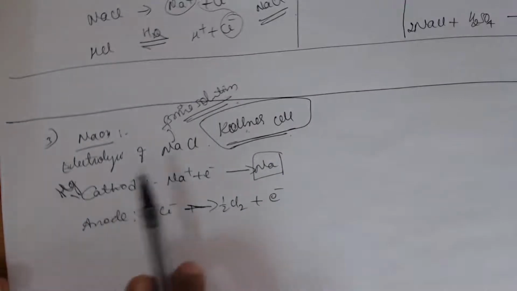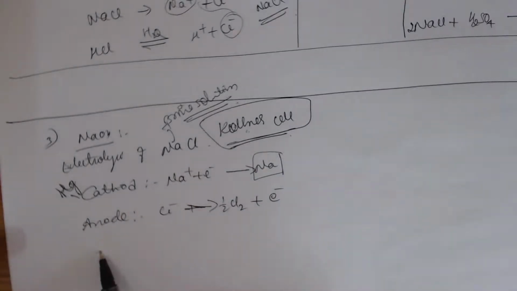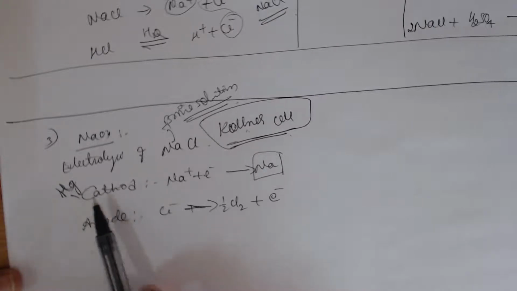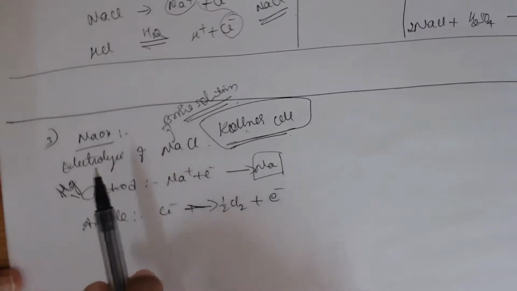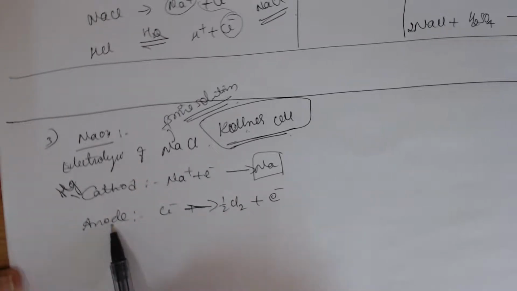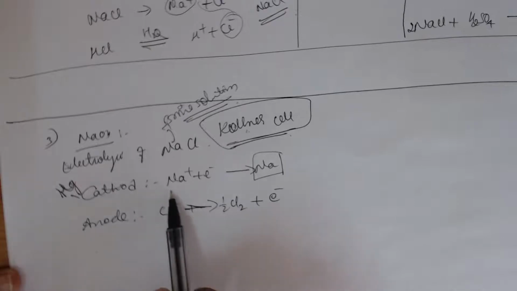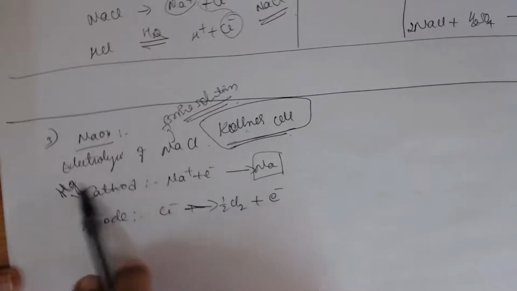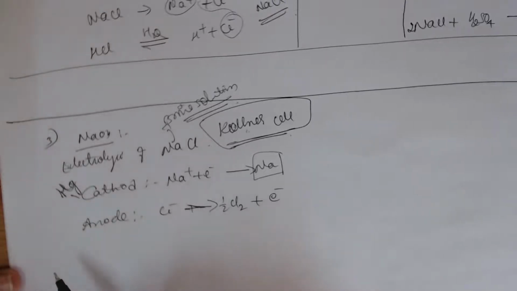So here, electrolysis means, of course, cathodic reaction and anodic reaction take place. At the cathode this happens, at the anode this happens. The cathode has a negative charge. It is called cathode because positive ions are attracted there. The anode has a positive charge. It is called anode because negative ions are attracted and deposited on this electrode. Here Na plus plus electron means gain of electron, reduction takes place. At the cathode reduction, at the anode oxidation.